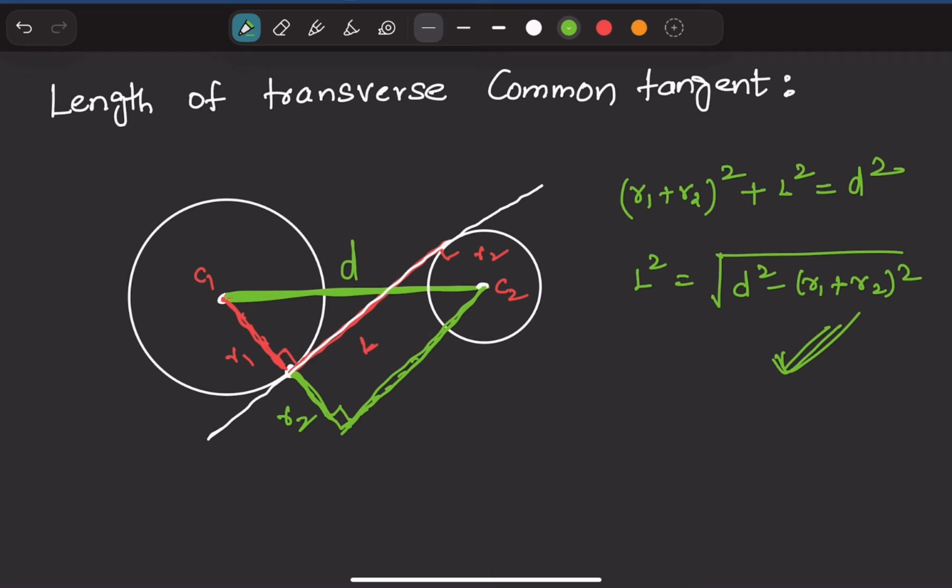I'll meet you in the next video, and in the next video, we'll be solving 3 good problems from the concept of intersection of circles.